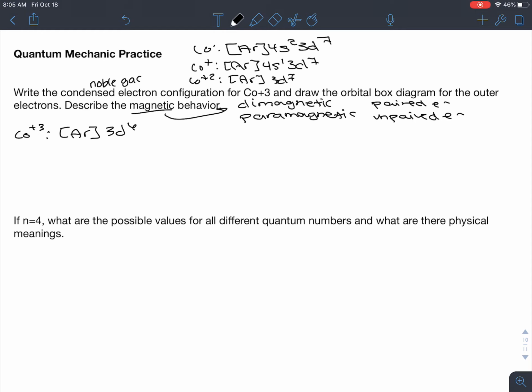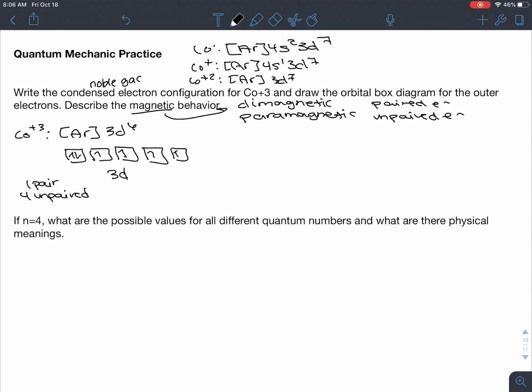Draw the orbital box diagram for the outer electrons. I just have my d orbitals. My d orbitals have 5 orbitals, so I'm going to write 5 boxes, 3d. So 6 electrons. You first place 1 electron, spin up, in each orbital: 1, 2, 3, 4, 5, and then pair, 6. So you have 1 pair and 4 unpaired.